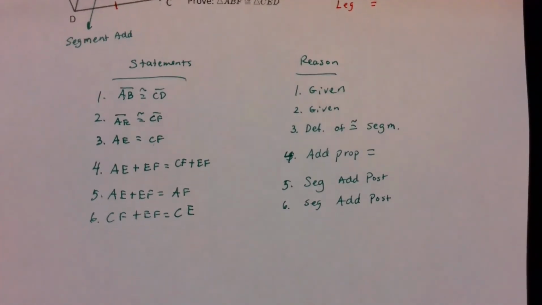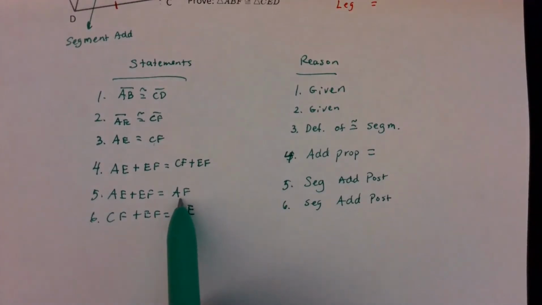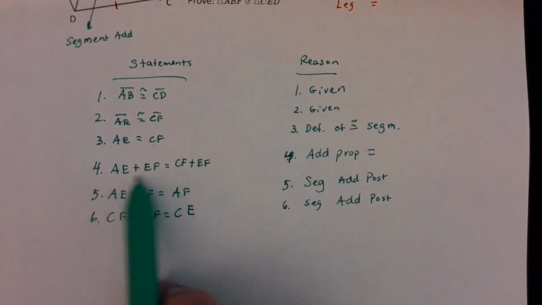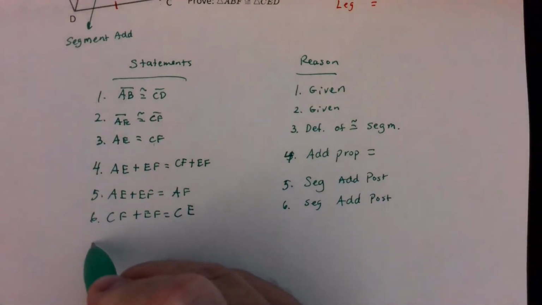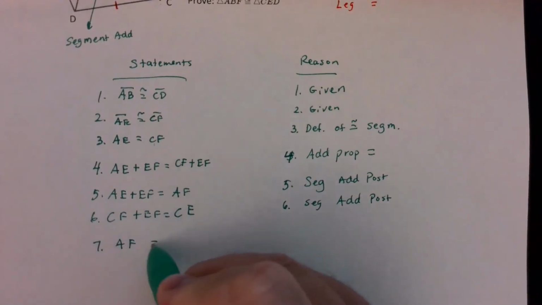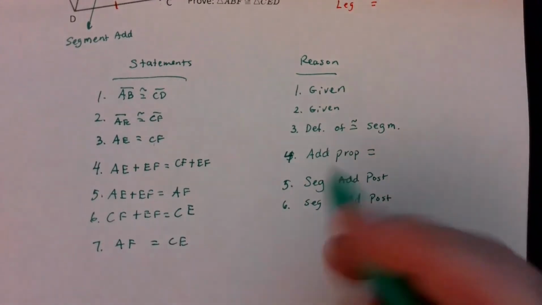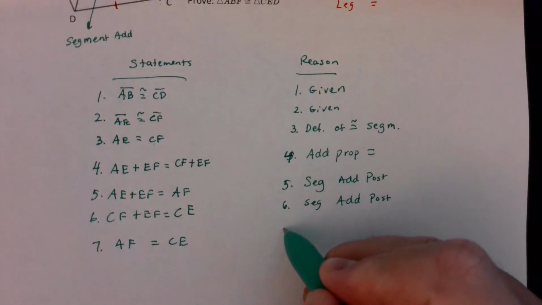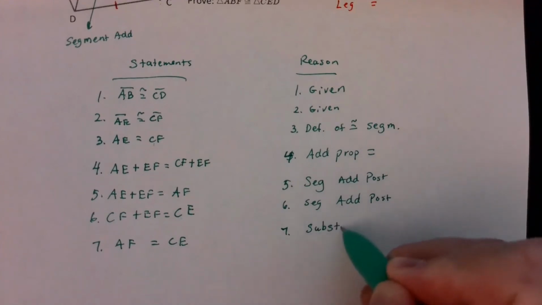And so now how can I use that? Well, I now know that AF right here is the same as this, right? I know that CE right here is the same as this. So now I can make this statement that says AF must equal CE. And how do we know this? There's a couple things that we can say here, but I'm going to say substitution. So this will be the substitution property.